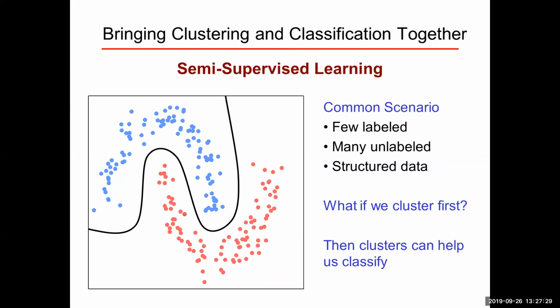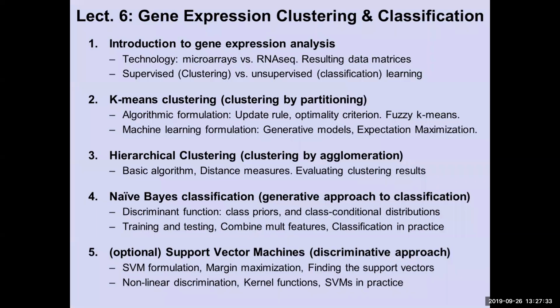Okay? Raise your hands if you're with me. Awesome, great. So this was lecture 6, and here's lecture 7. Lecture 6 was all about gene expression analysis, k-means, hierarchical clustering, naive Bayes classification, and then support vector machines, and this discriminative versus generative classification. So two ways of doing clustering and two ways of doing classification: one partitioning, one agglomerative, and then one generative and one discriminative.